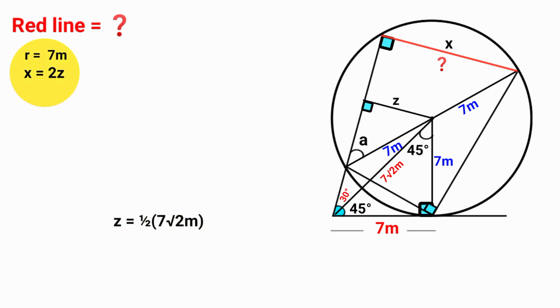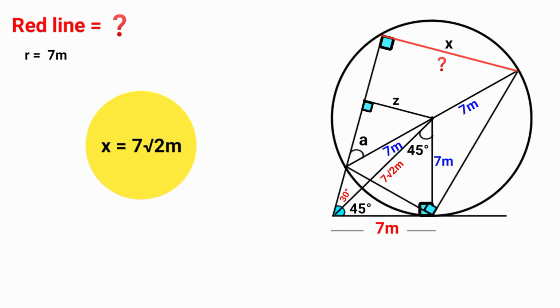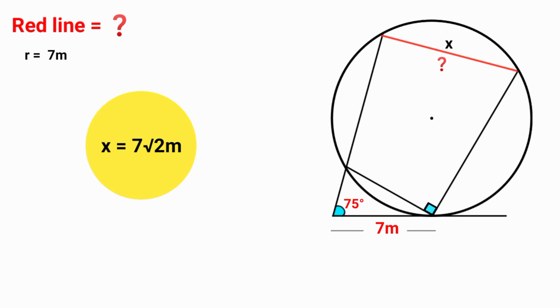Come to this our equation, x equals 2z. Substitute the value of z. So x equals 2 times 1 over 2 times (7 root 2 meters). 2 times 1 over 2 times (7 root 2 meters) is 7 root 2 meters. So x equals 7 root 2 meters. That is, the length of this straight line which we are asked to calculate is 7 root 2 meters.